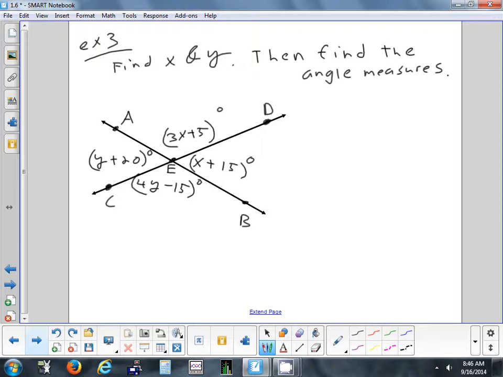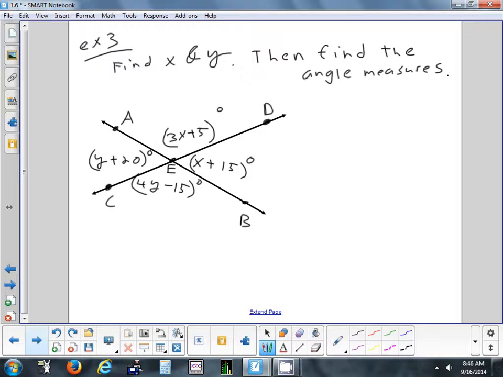Besides vertical angles, can anybody give me another fact I could use here to solve this problem? If the same letter was in the vertical angles, then we could use vertical angles. Okay, but it's not. Luke? Linear pairs. Yeah, can you name 2 angles that form a linear pair? AED. Yep, AED and DEB. Yep. So what's a linear pair? What does that mean? They share the same line.